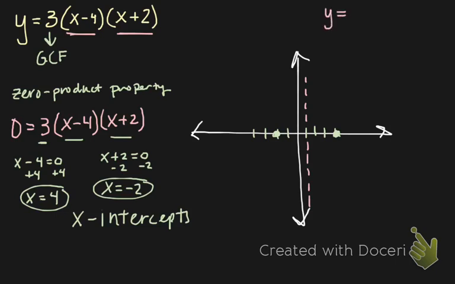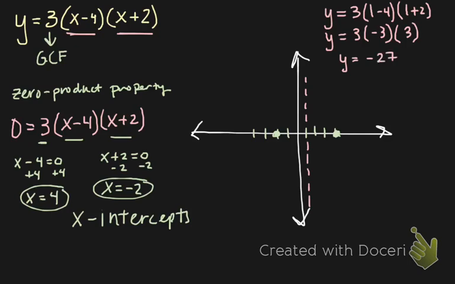So we have y equals 3 times negative 1 minus 4 times negative 1 plus 2, which will give us 3 times negative 3 times positive 3, which will give us a grand total of negative 27. So our vertex is going to happen at the point negative 1, comma, negative 27.